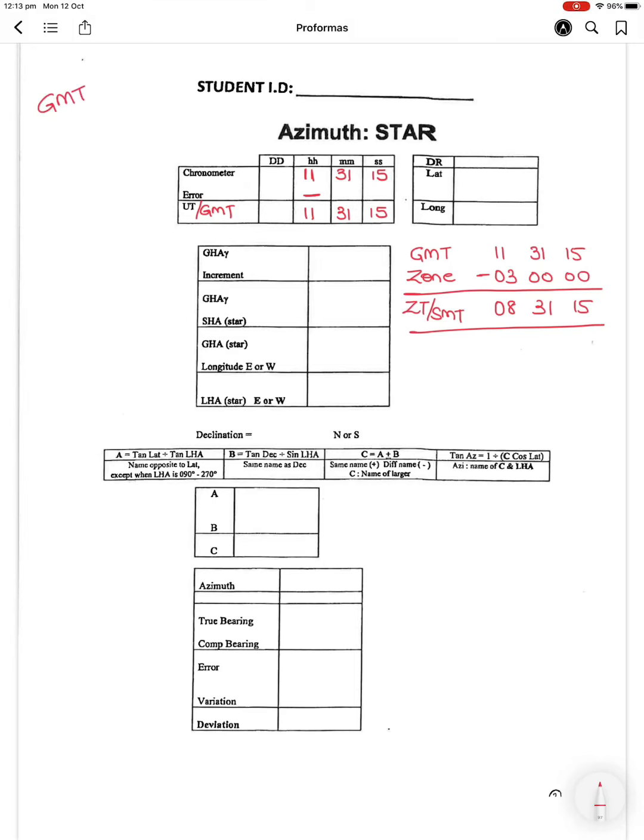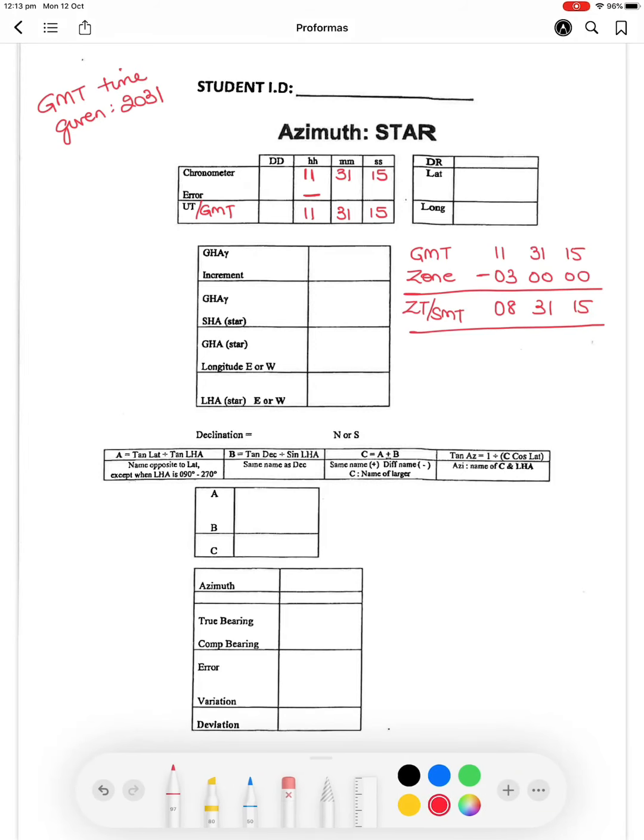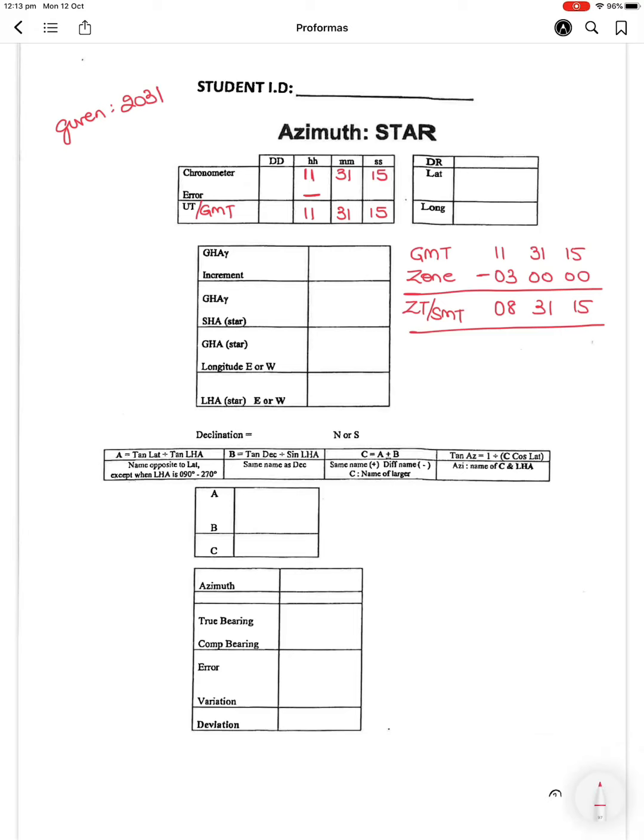But the question says that the time given is 20:31 hours. I'm sorry, it's the zone time that is given to me in the question, not the GMT time. The zone time given is 20:31. It says it's evening on my ship and it's 20:31. So this GMT time that I have calculated cannot be correct. So what do I do? I will take this chronometer time and add 12 hours to it.